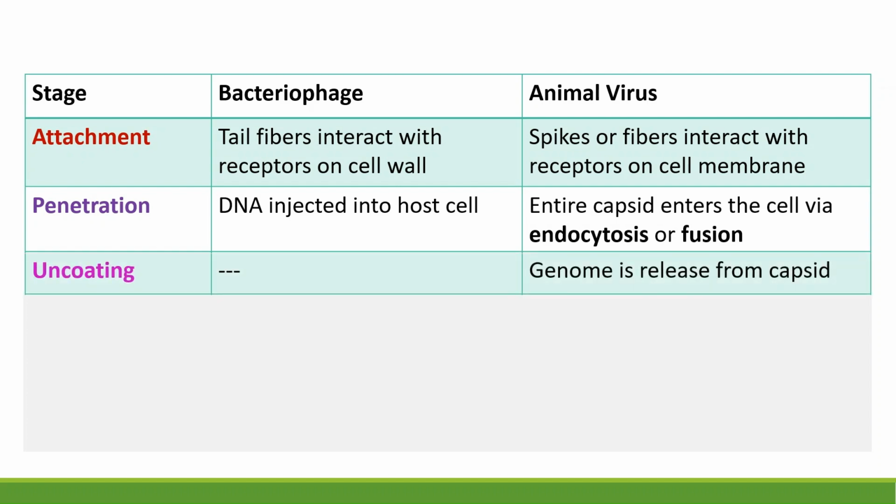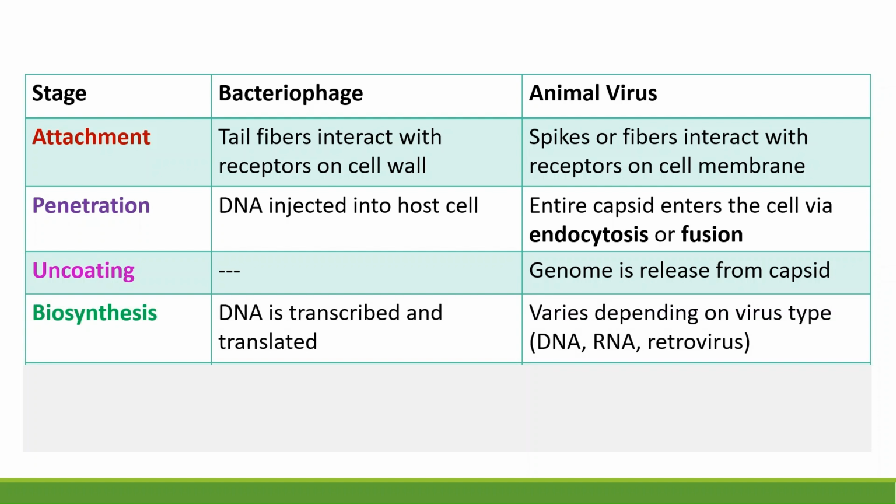During the penetration step, the DNA is injected directly into the cell, and whatever's remaining of that bacteriophage just falls off. So there's no uncoating process of the bacteriophage's membrane or anything like that, or from the capsid. But with animal viruses, as we said, the entire capsid enters via endocytosis or fusion, and that can include coming in with a membrane. And so now we've got to shed off all of that material so the genome can get to work. So the genome has to get released from the capsid.